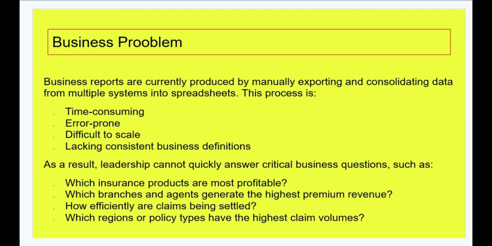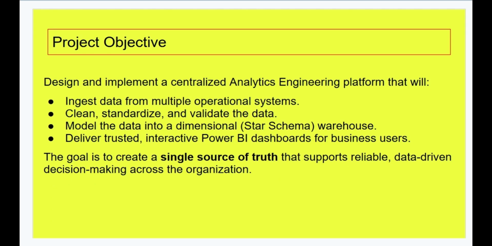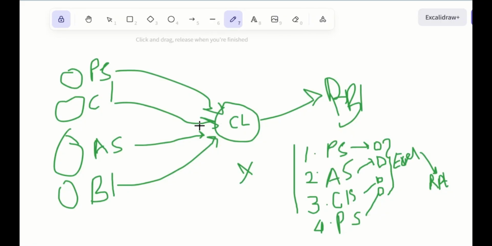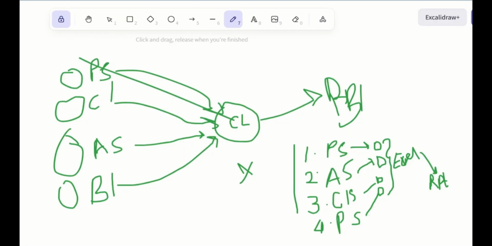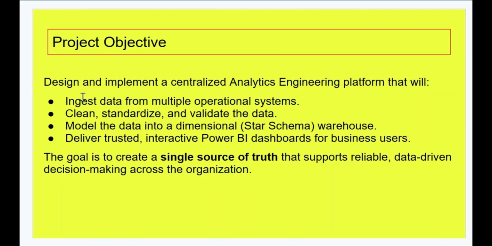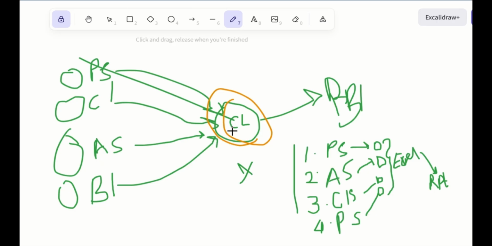So what they need, so we need to come up with a project objective. First of all, they need a centralized location where we can ingest all the data. So that's number one. They need this centralized location and to ingest data from multiple operational systems.